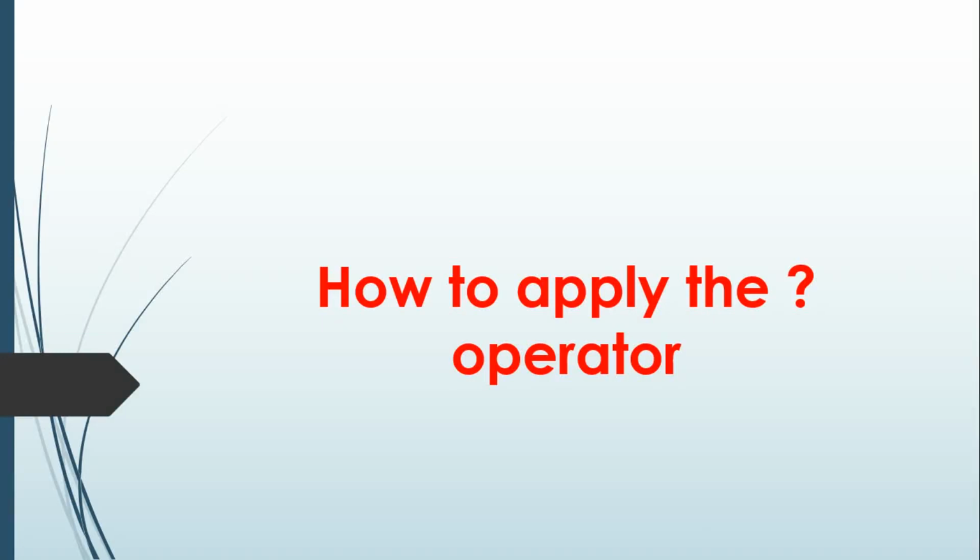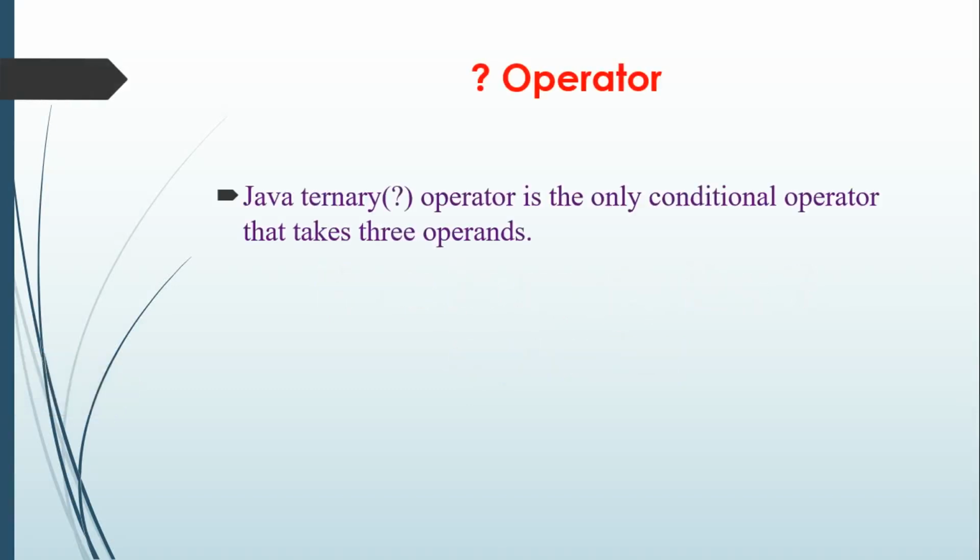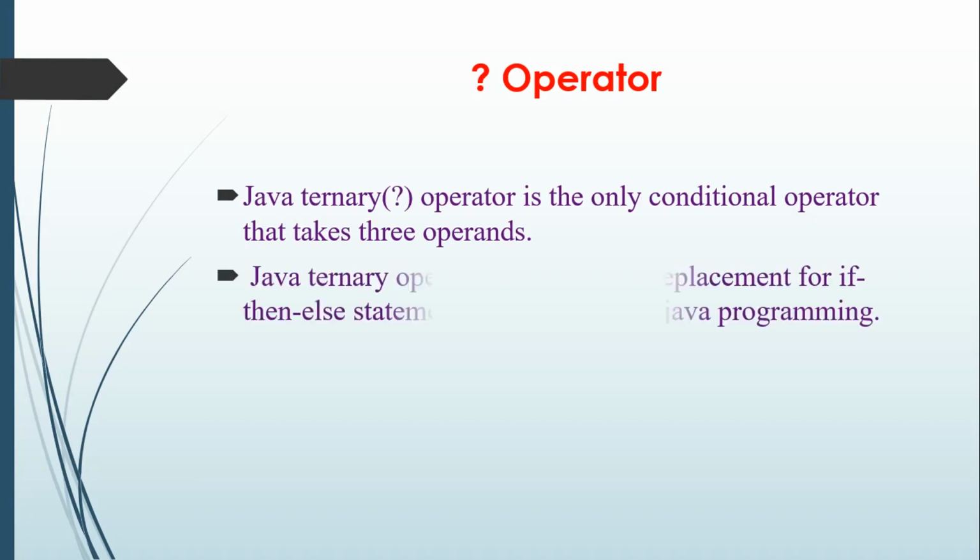In this tutorial, we are discussing how to apply the ternary operator. So what is the ternary operator? The Java ternary operator is the only conditional operator that takes three operands. It is a one-liner replacement for the if-then-else statement and is used a lot in Java programming.